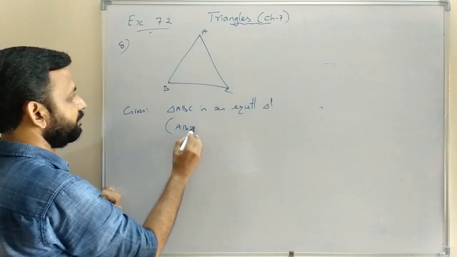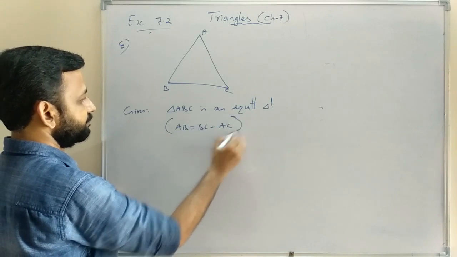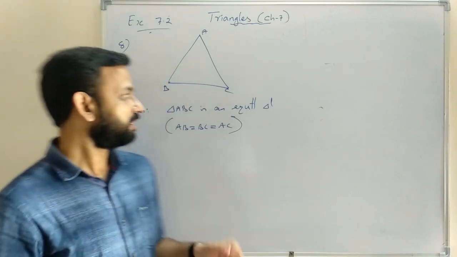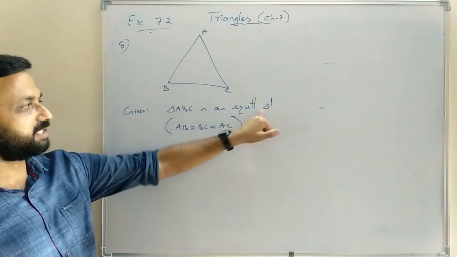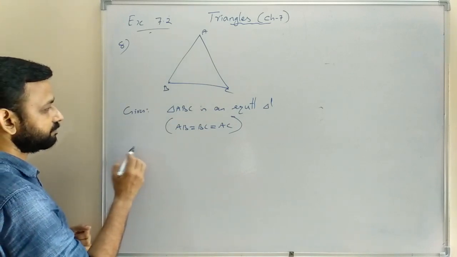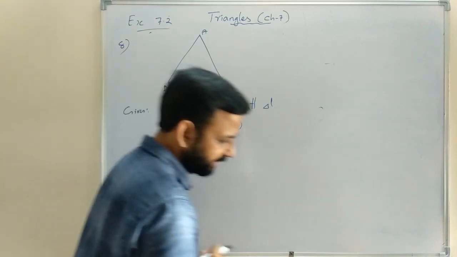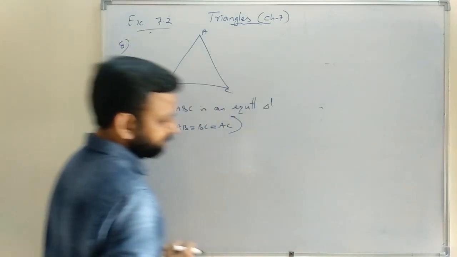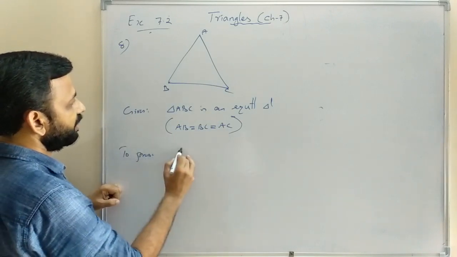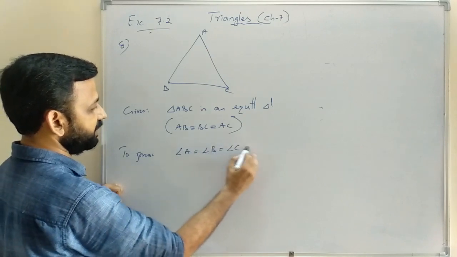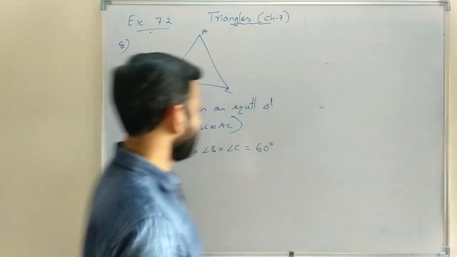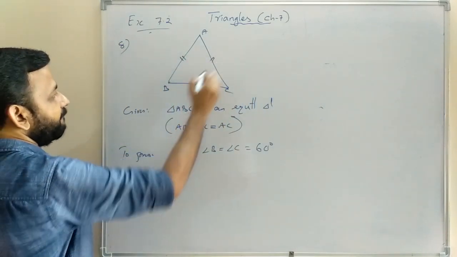That is AB equals BC equals AC. Equilateral triangle means if all sides are equal, then that triangle is an equilateral triangle. So here, given condition, ABC is an equilateral triangle, AB equals BC equals AC. Then we need to find, show that. We will prove angle A equals angle B equals angle C equals 60 degrees.